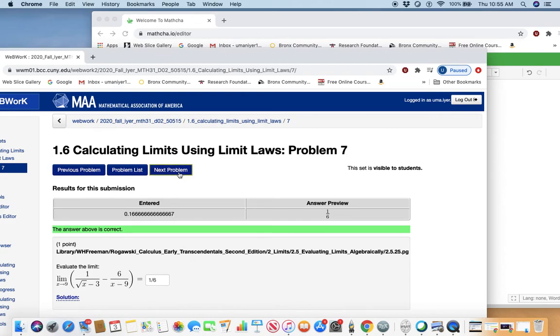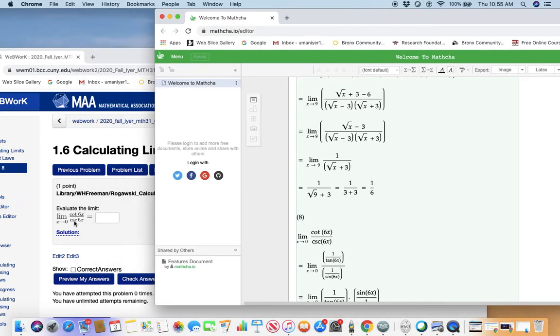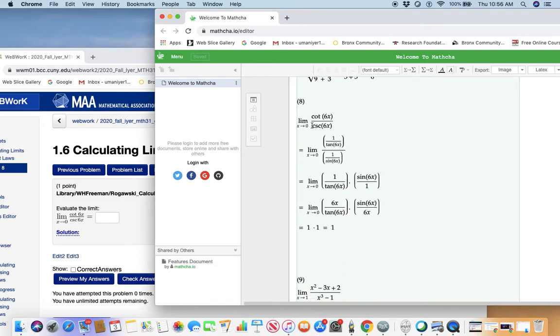All right, next one. Cotangent 6x over cosecant 6x as x approaches 0. Well, first thing you can check is when you plug in 0, cotangent at 0 is undefined and cosecant at 0 is undefined. So this is undefined to begin with. So we don't plug in 0. Instead, we try to rewrite it. Cotangent is 1 over tangent. Cosecant is 1 over sine. So I've rewritten my expression as (1 over tan 6x) over (1 over sine 6x).